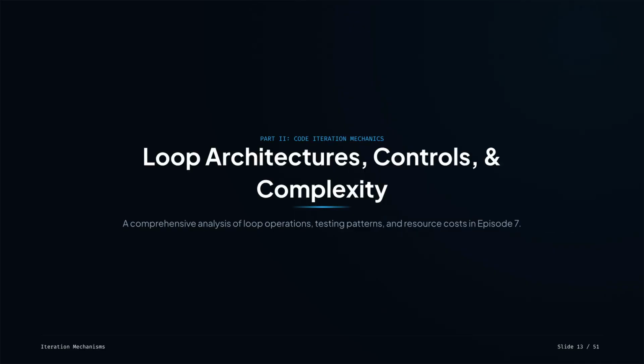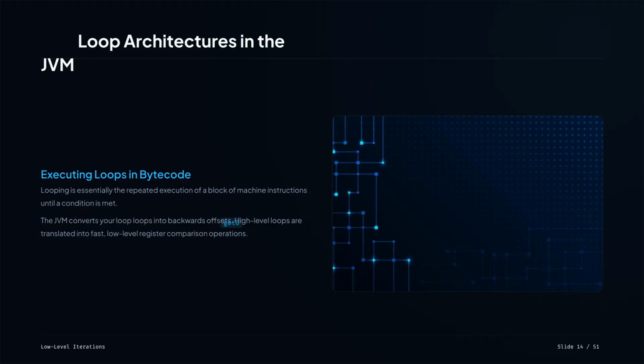We now move to part 2, code iteration mechanics. In this segment, we provide a comprehensive analysis of loop operations, various testing patterns, and their associated resource costs as covered in episode 7. Looping in the JVM is the repeated execution of machine instructions. High-level loops are translated into low-level register comparison operations, with the JVM converting loop structures into efficient backward offsets.